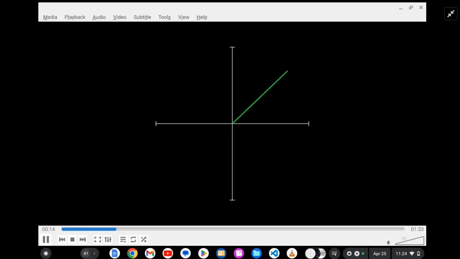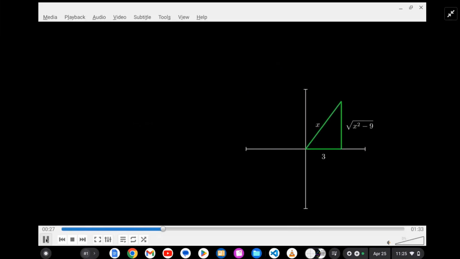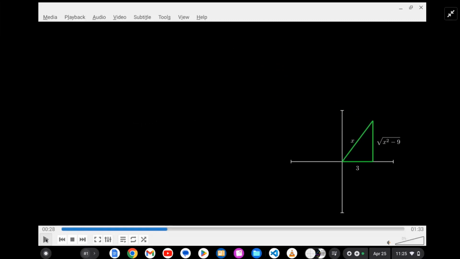So let's look at this triangle with the angle that has a cosine of 3 over x. So the adjacent is 3, the hypotenuse is x. With Pythagoras, we can find an expression for the opposite. And let's just think a little bit about, we're talking about the tangent now of 2 times this angle.